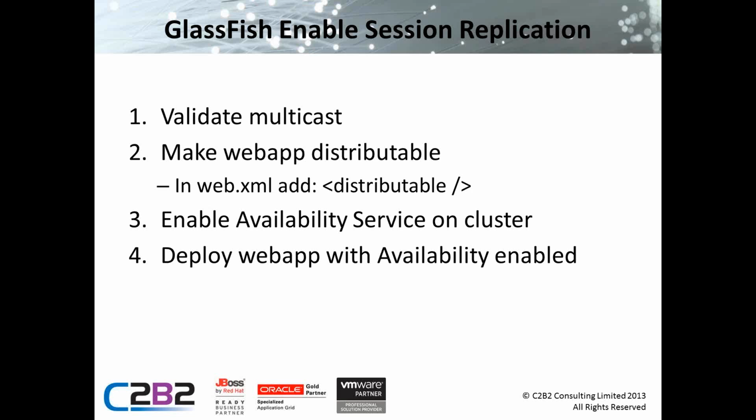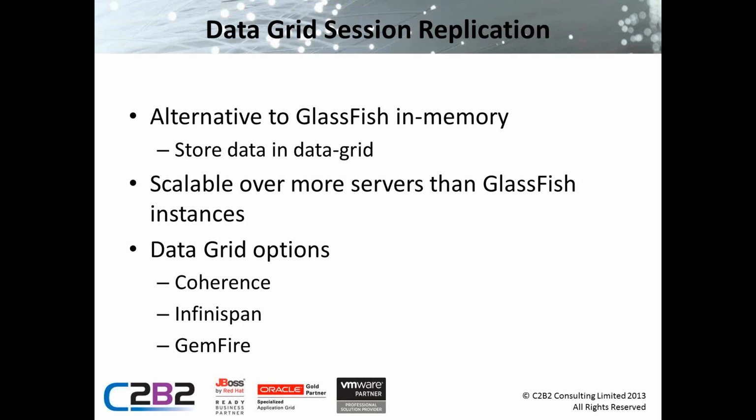Number 3 is enabled by default, but it's wise to check it. If you see it doesn't work, there is an option called availability service, and it should be enabled. Otherwise, session replication won't work. The last step is to deploy the web app. This is not enabled by default, but you should check the availability checkbox when deploying the application to make sure that it will use the session replication features.